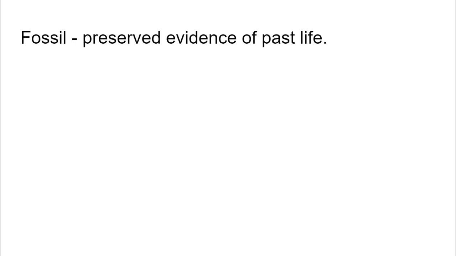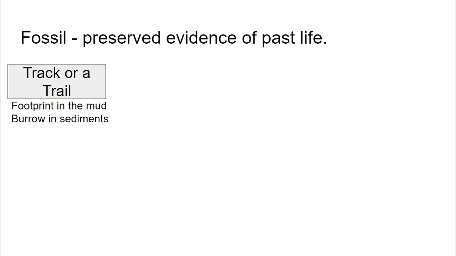This preserved evidence of past life can look different depending on what your fossil is. You can have a track or a trail, you can have a burrow, some evidence of an animal or a creature feeding in a place. Those sorts of remnants or relics are going to be trace fossils. That's basically all that we need to know about trace fossils. There's a bunch of different kinds. These are not fossils of any particular organism, but they're going to be how that organism existed in that place.